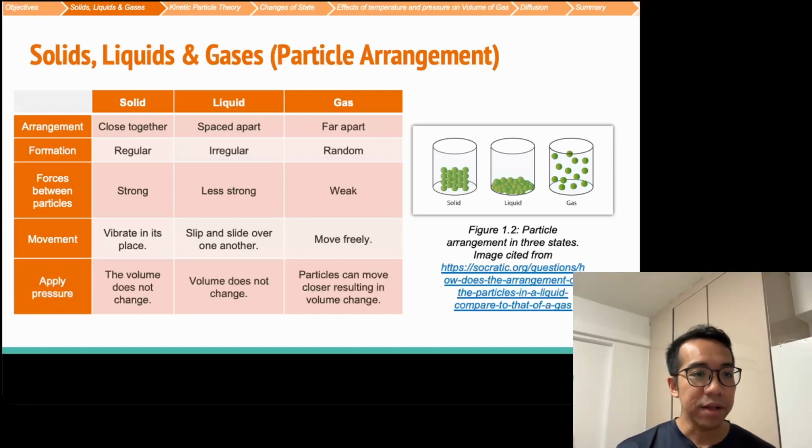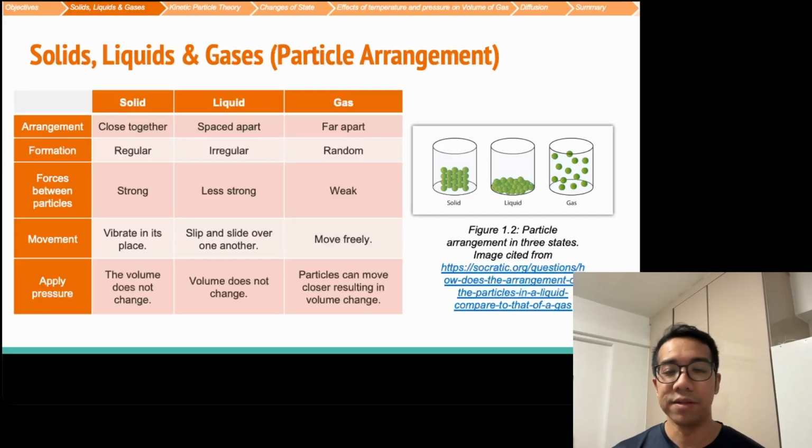Okay, so for particles in a solid, its arrangement is close together. It's what you see in the picture on the right hand side. Particles in a liquid, you might not be able to see it here, but actually it is slightly spaced apart when compared to solid particles. Particles in a gaseous form, you can see that they are actually far apart. You can see ample space between each and every particle.